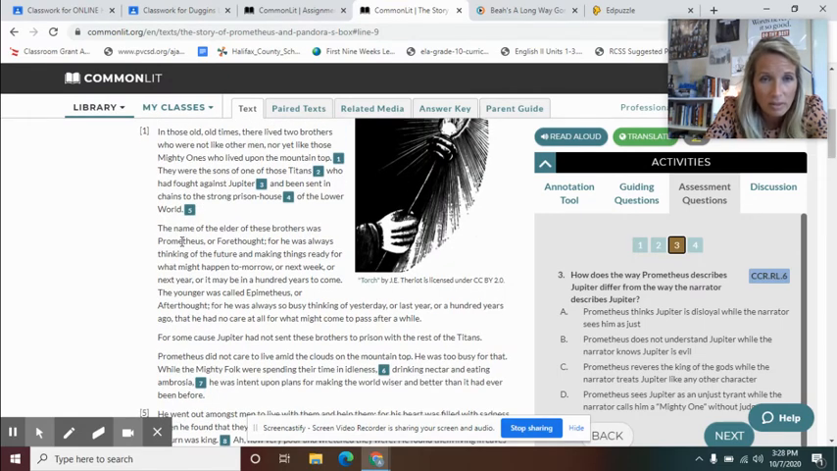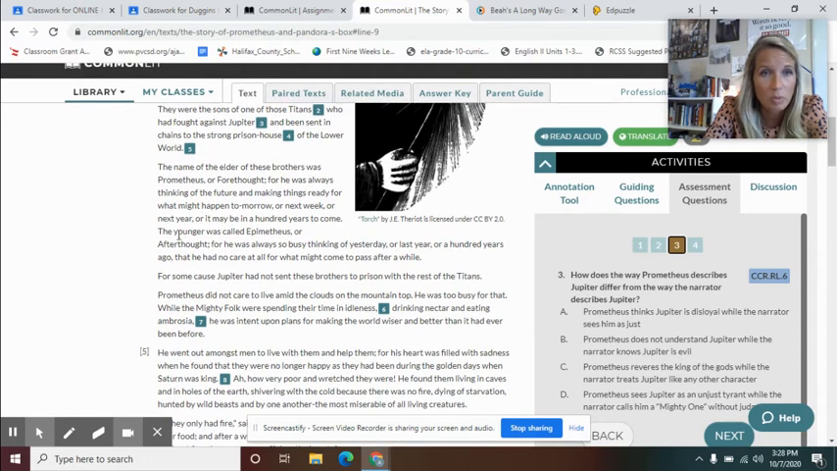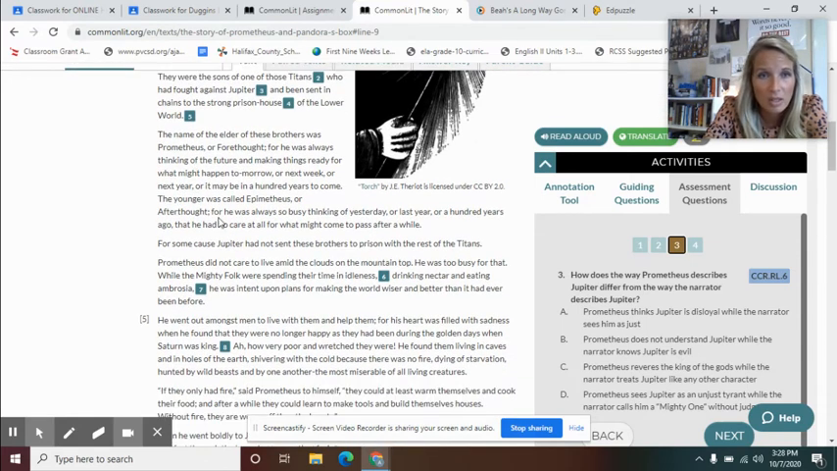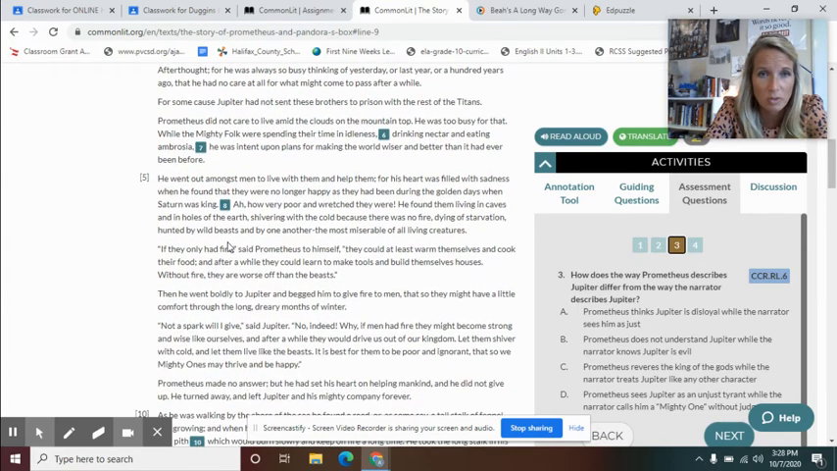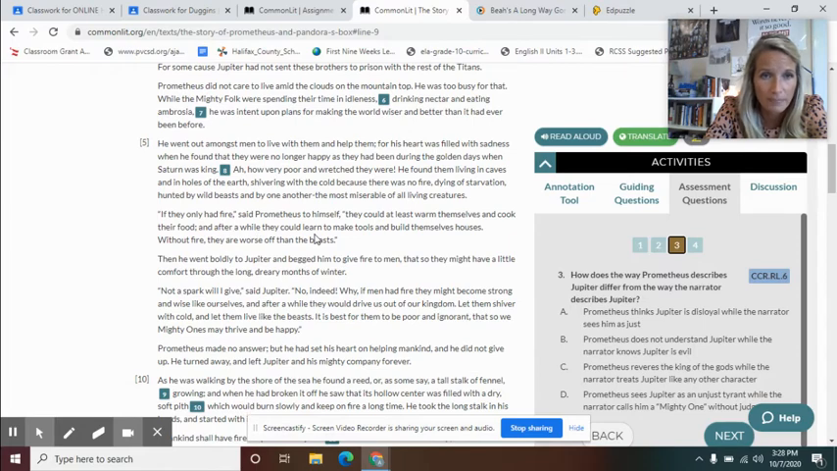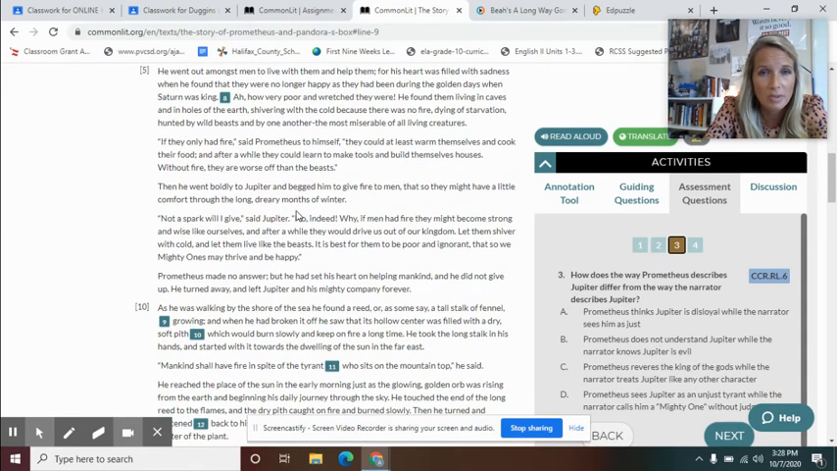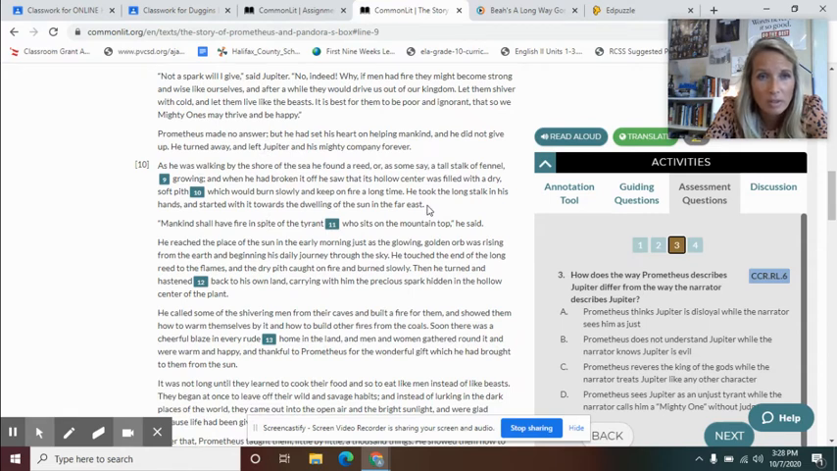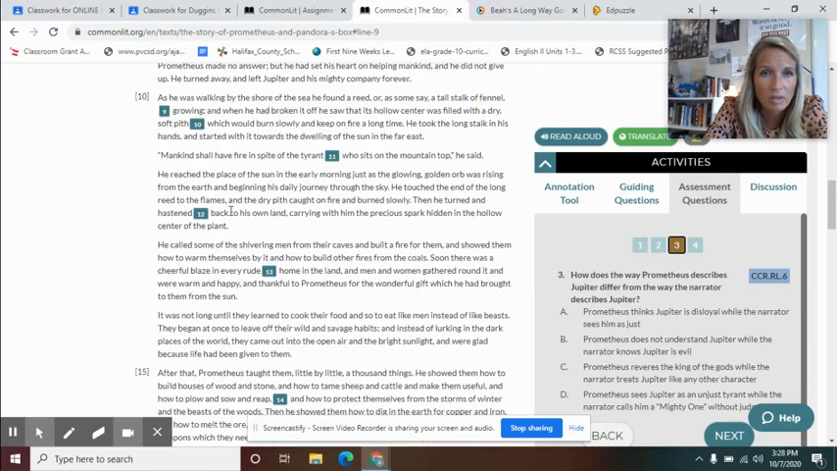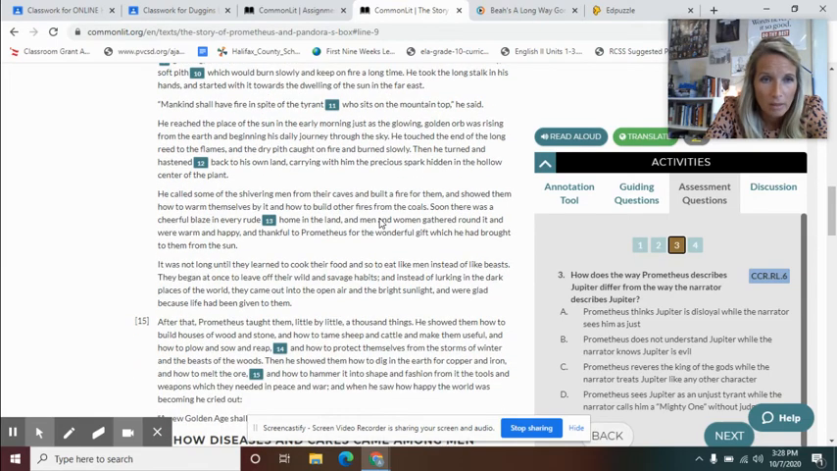Okay, there's Prometheus. The name of the elder of these brothers was Prometheus. And then you have to find out where he talks about Juniper. So you're scrolling down through here. We went to Juniper, begged him to give fire to men. All right, this is what Juniper does. But then what Prometheus does in response to that, hold on. I'm going to look. Here it goes. I'm looking with you. All right.